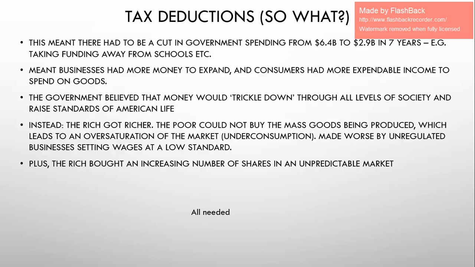But actually, what tended to happen was government spending went down because the government weren't getting as much money as they were before. Businesses did have more money to expand, and consumers for a time did have more money to spend on goods. But that's not really what happened. As is often the case, when politicians make decisions that help richer people, the richer get richer and the poorer aren't really able to keep up.